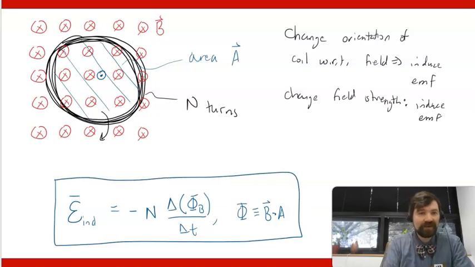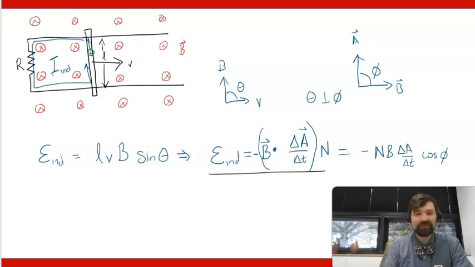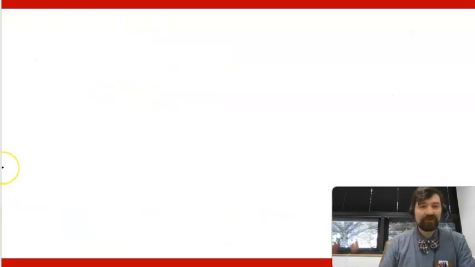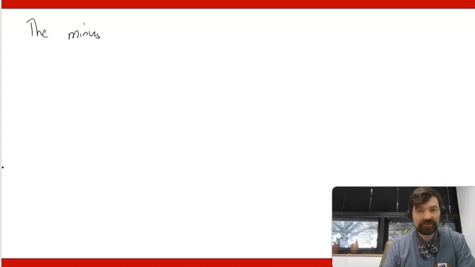and the minus sign in it you could think of in some sense as a consequence of the right-handed rule from this particular problem, but what it actually does, the minus sign, is it is itself a law. It's what's called Lenz's law.